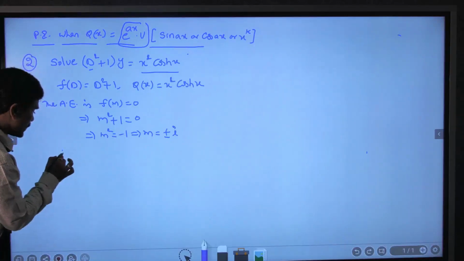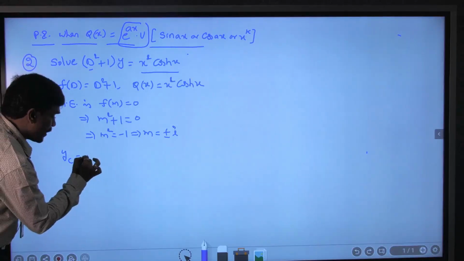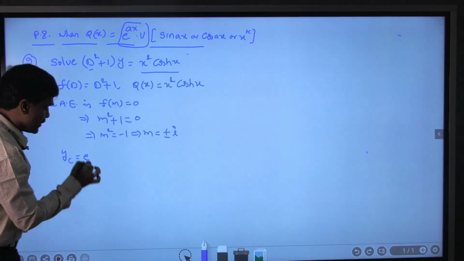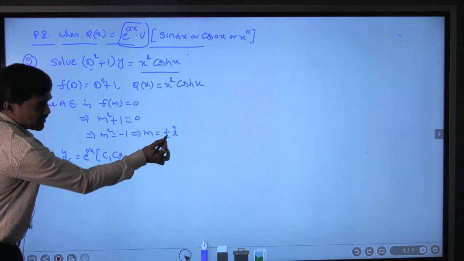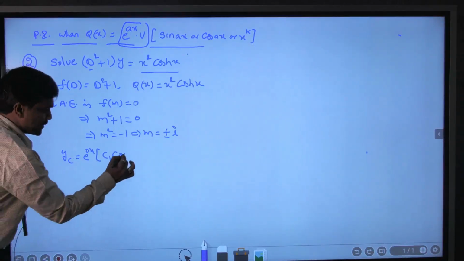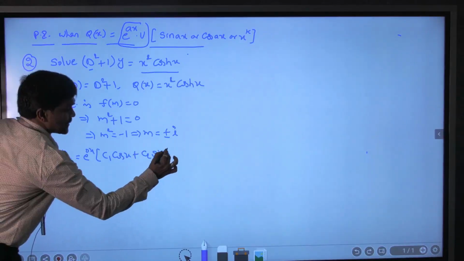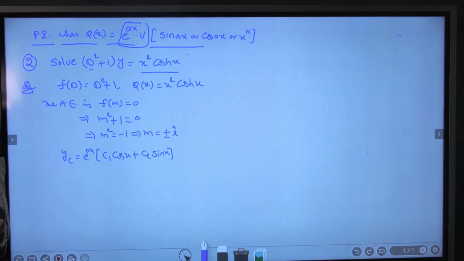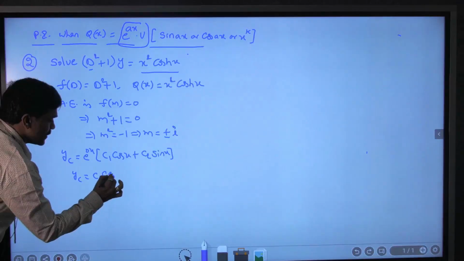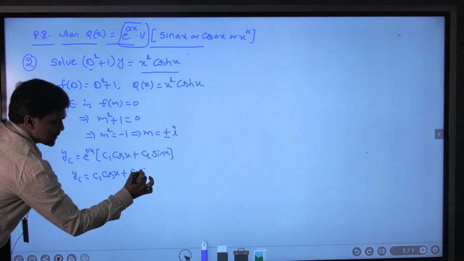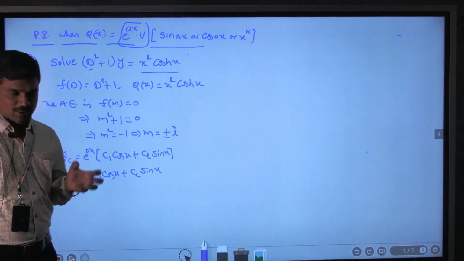So now the complementary function yc can be written as e power ax, a is 0 here, e power 0x into c1 cos bx. What is b here? b is 1. So write c1 cos x plus c2 sin x. Here e power 0x is clearly 1. Then yc is simply c1 cos x plus c2 sin x. This is the complementary function.